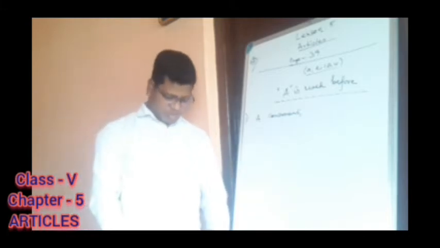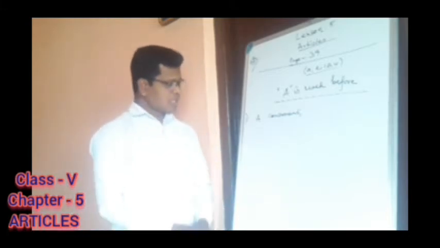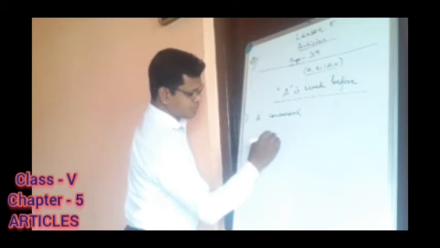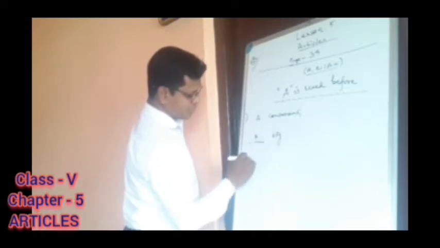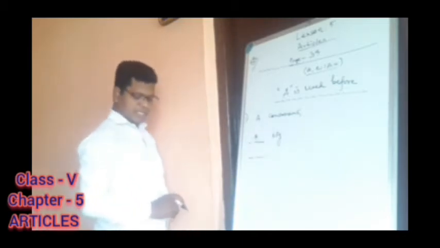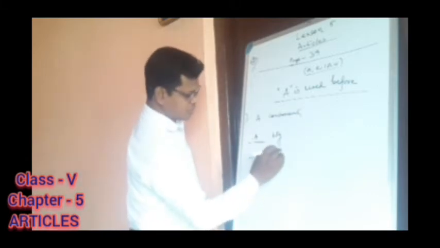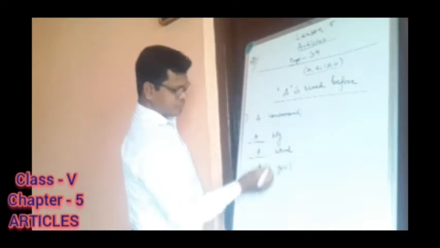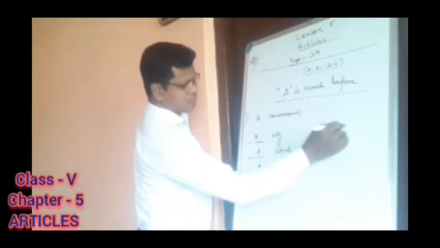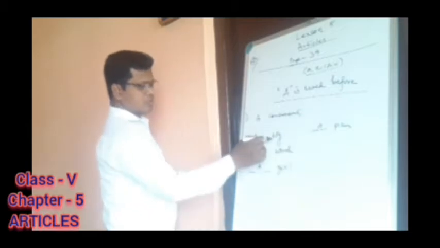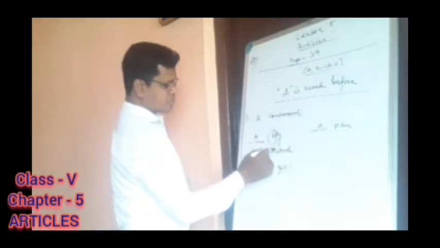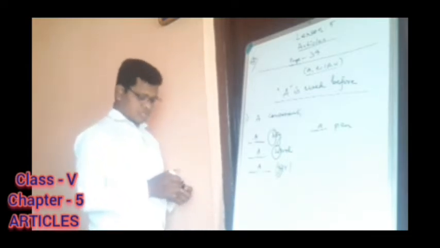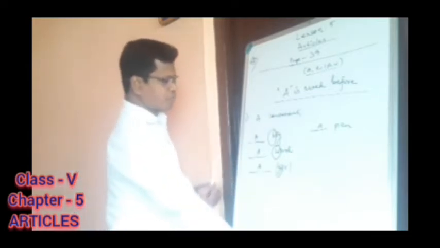So before a consonant, we will write like a boy. When I say the word boy, a boy. Then if I say the next word, girl, it's also a girl. If I say a pen, here also, a pen. So the first letter of every word is a consonant, and therefore we place a before it.